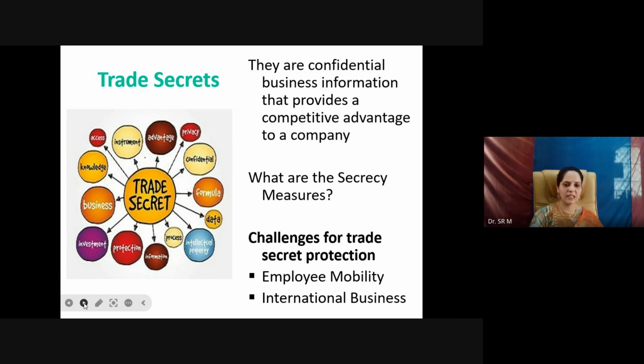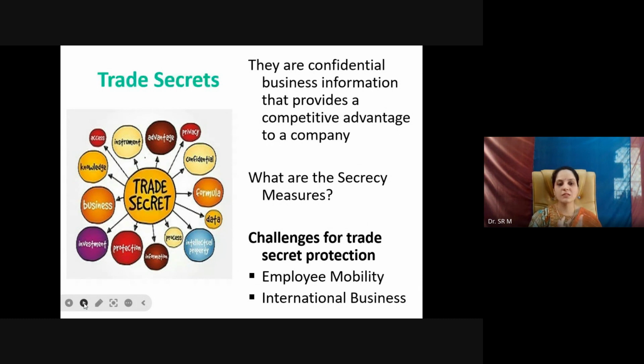As I told you, India does not have a specific statute governing trade secrets. And what about the protection? It is primarily derived from common law principles, or contractual agreements, and also the IT Rules 2011, the Information Technology Rules, which speak about reasonable security practices, procedures, and sensitive personal data or information. Right. What are the secrecy measures?